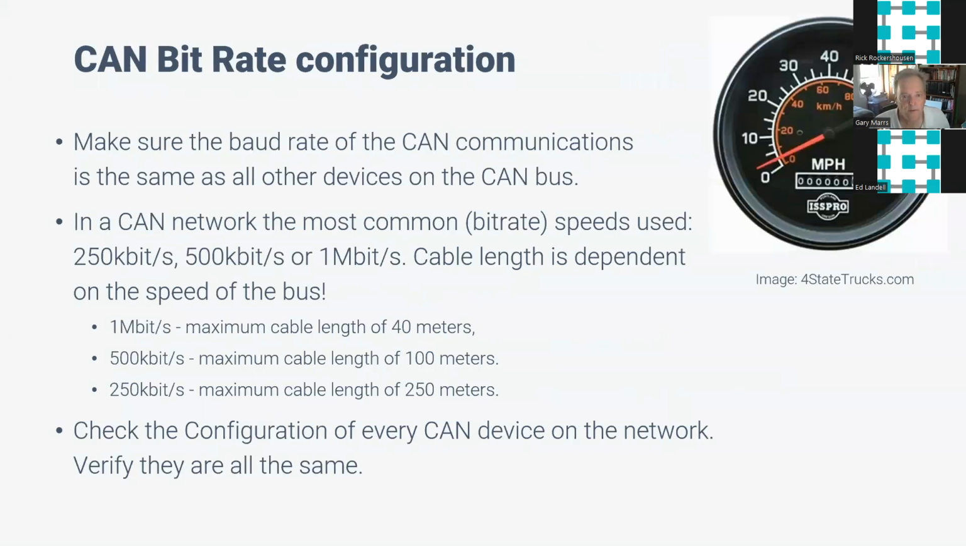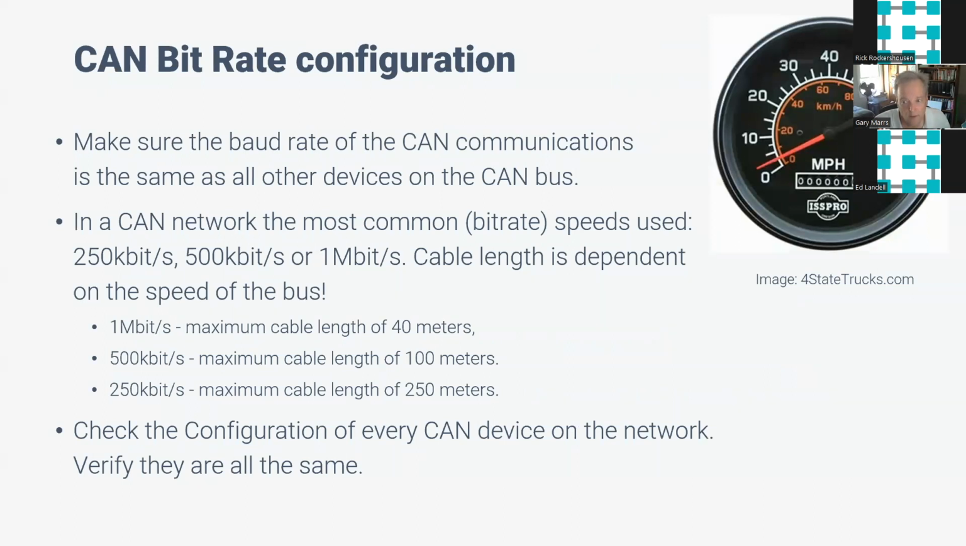The first one is CAN bit configuration. So for CAN buses to understand each other, they all have to talk at the same speed. And the speed of the CAN bus is also called the bit rate. The bit rate has to be the same for all devices that are on the CAN bus. The bit rate of a CAN device is usually a software configuration setting in the device itself.